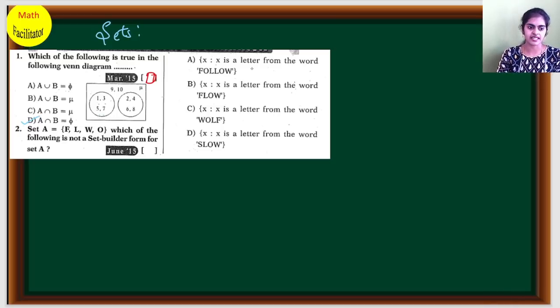So x, such that x is a letter of the word follow. If I take the letters of the word follow, F, O, L, W, yes. So letters of the word flow: in flow also you have all these letters. So letters of the word wolf: wolf also has all the letters.